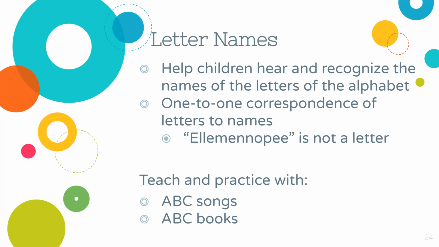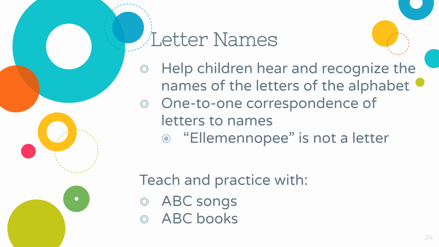Whenever you're singing the alphabet songs, reading alphabet books, or using alphabet charts, you want to make sure that you are pointing with the pointer when talking about the letters. This will help children begin to see them and recognize them, but it will also help them build one-to-one correspondence of letters to letter names. For example, LMNOP is not a letter. It's not one single letter, it's several letters. So it is important to use your pointer to show that one-to-one correspondence.